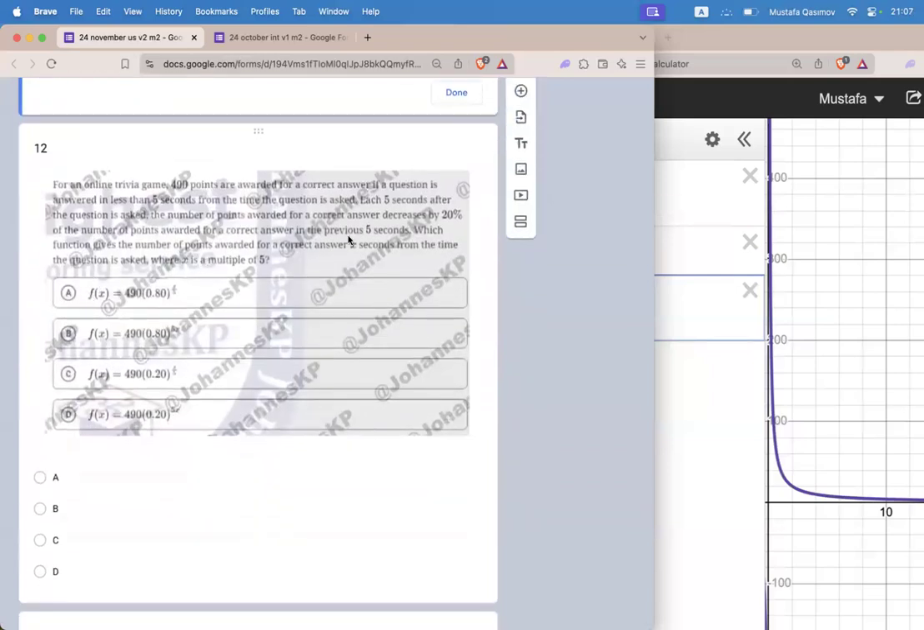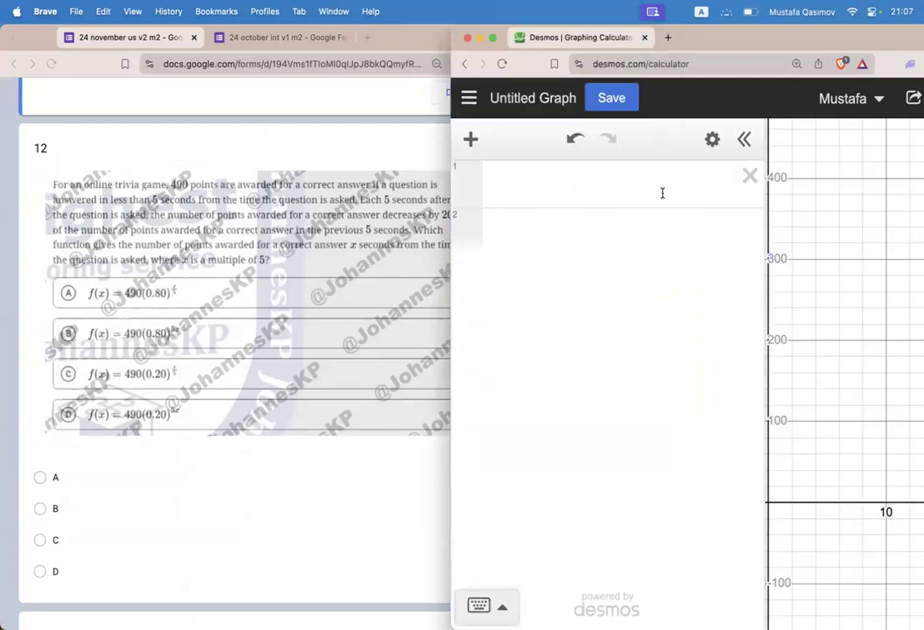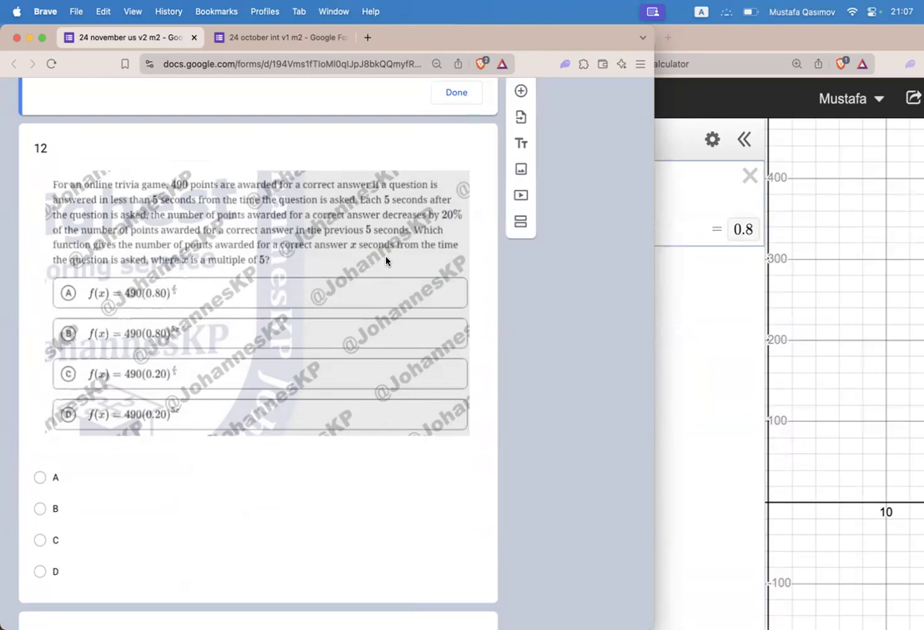12. For 12, it said decreasing by 20% every time. Decreasing by 20% means that we have to write it like this, 100 minus 20 over 100. It is inside of the bracket like A or B. And also, because it says every 5 seconds, it has to be x over 5, A. Answer is A here.